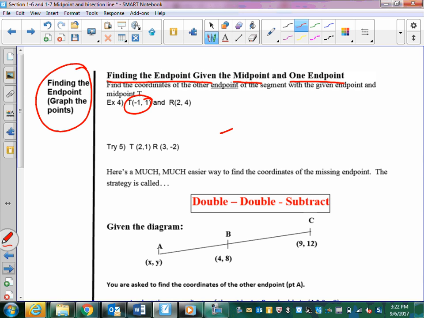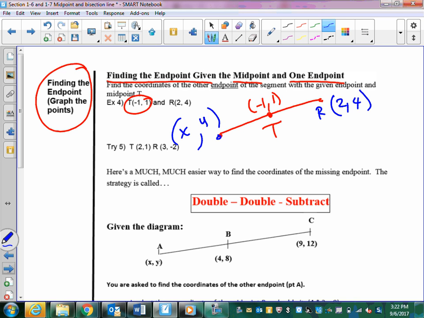So if I just draw a line, T is the midpoint and has a coordinate of (-1, +1). R is my other endpoint and has a coordinate of (2, 4). And I am looking for the other endpoint. Remember, this is x and y. So if I add x plus 2 divided by 2, it gives me negative 1. y plus 4 divided by 2 gives me positive 1.